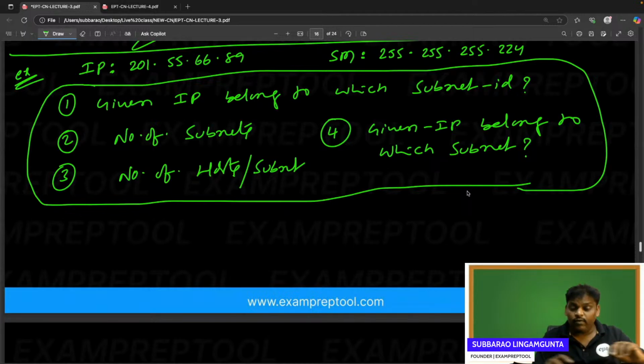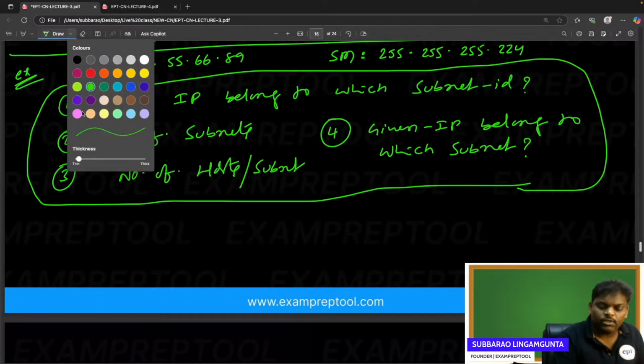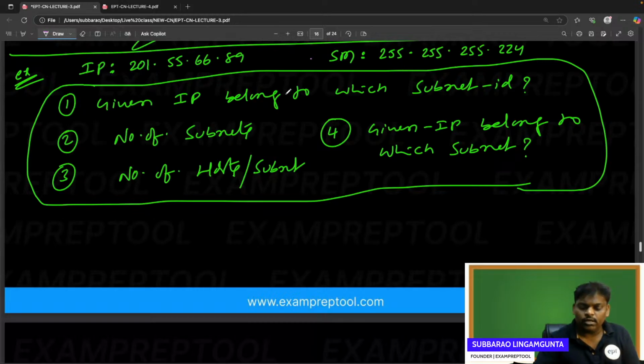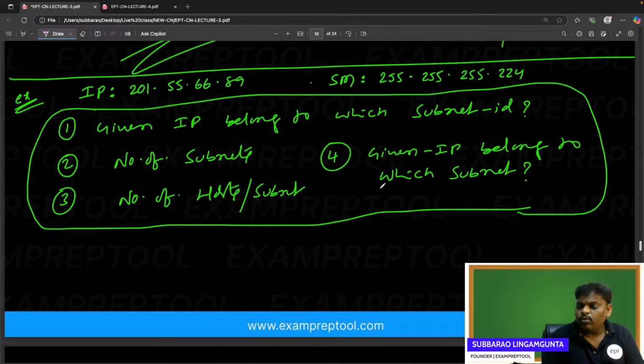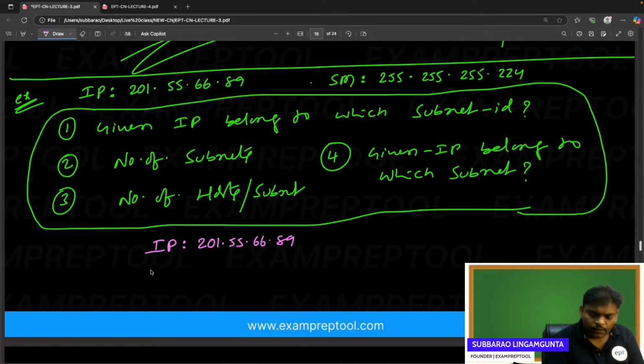From this problem you can learn one important thing. Everyone concentrate here. IP address 201.55.66.89. So I am writing a little more here.